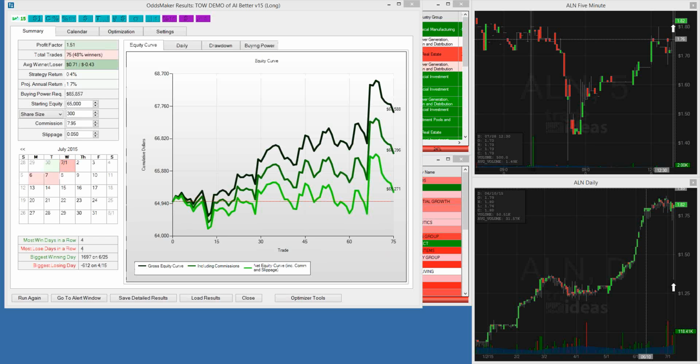So it looks like 45 minutes is okay, in terms of average winner over average loser, but it's just a lot trickier. The move develops more over the longer term.